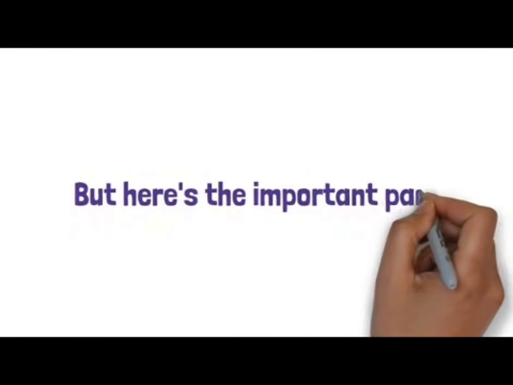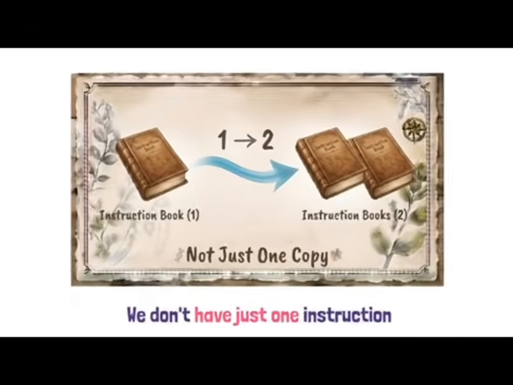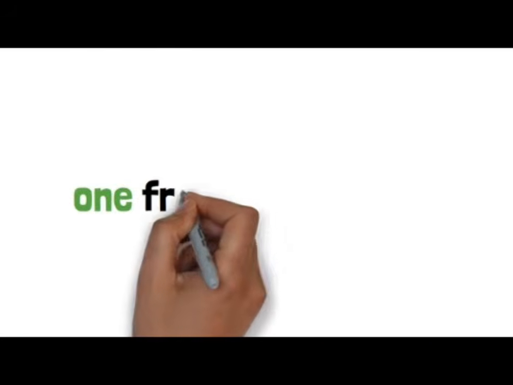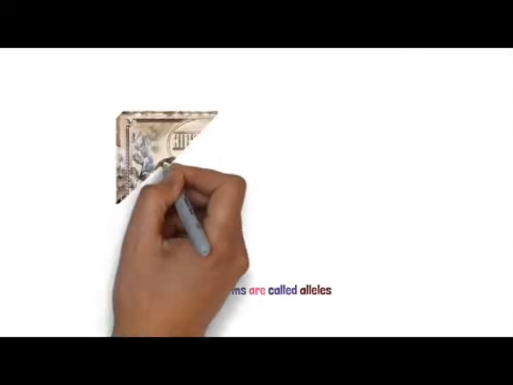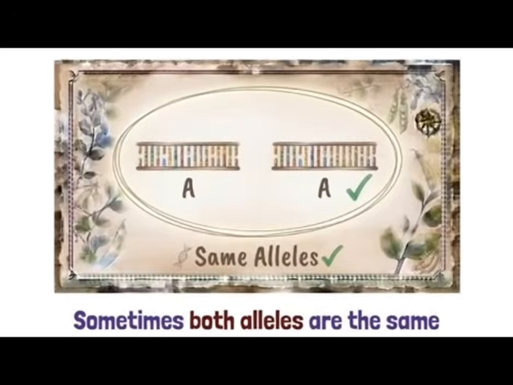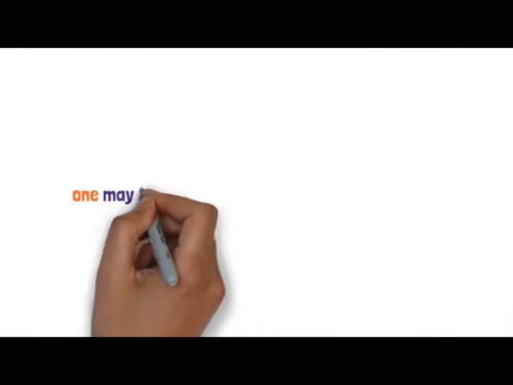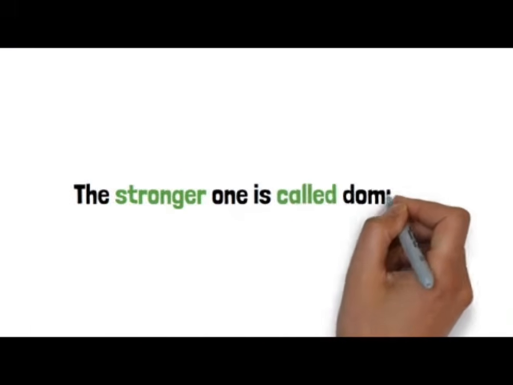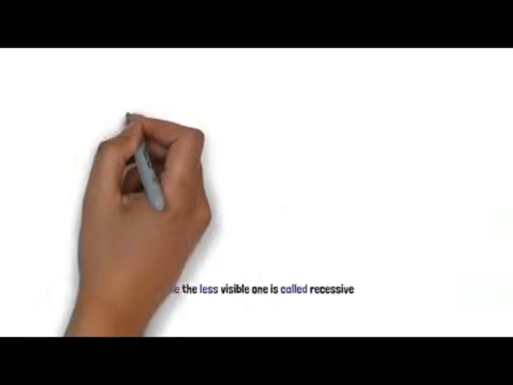But here's the important part. We don't have just one instruction for most traits. We usually have 2 forms of each gene, one from each parent. These forms are called alleles. Sometimes both alleles are the same. Sometimes they're different. And when they differ, one may be stronger in expression than the other. The stronger one is called dominant, while the less visible one is called recessive.